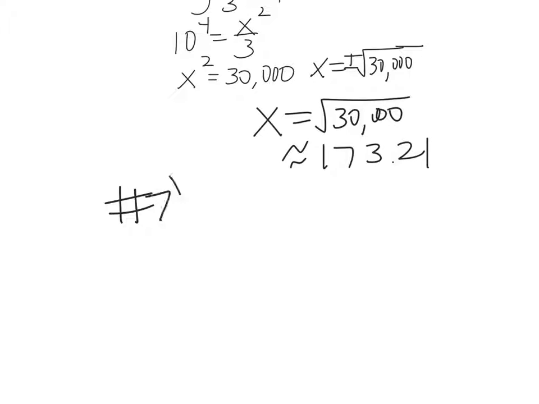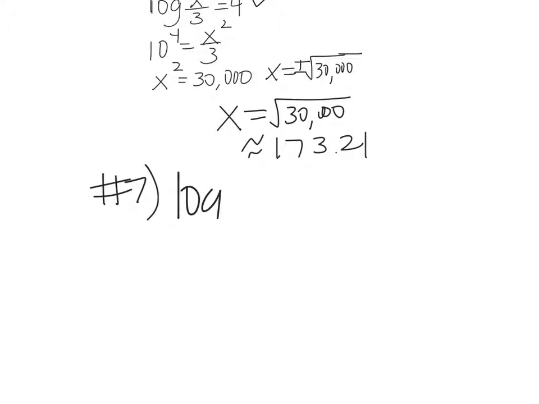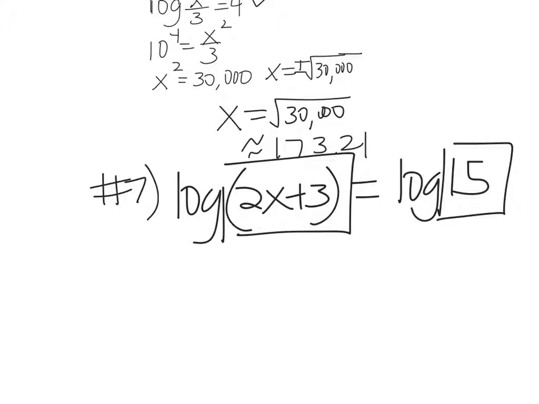All right, last one, number 7. Just because you'll probably see one of these and then you'll get stuck, and I would hate for that to happen. You have log of 2x plus 3 equals log of 15. Now, these are those problems that you get stuck on because you're like, okay, 10 to the log 15 and 10 to the... No. Look at it a much easier way. Log of stuff equals log of stuff. So the stuffs have to be equal.